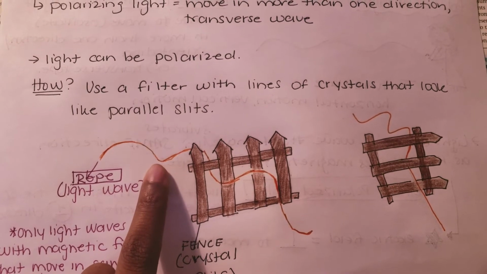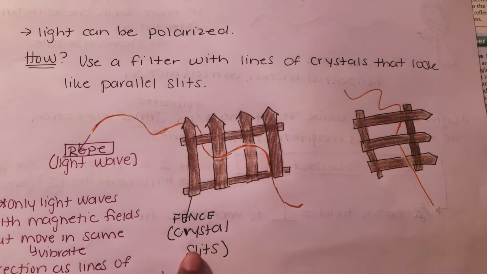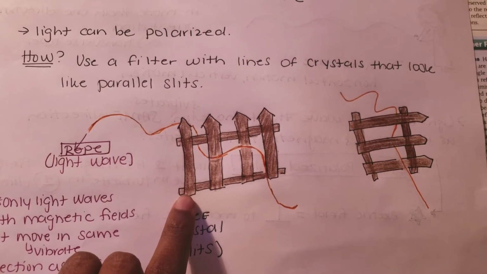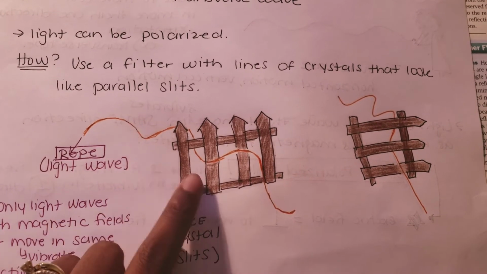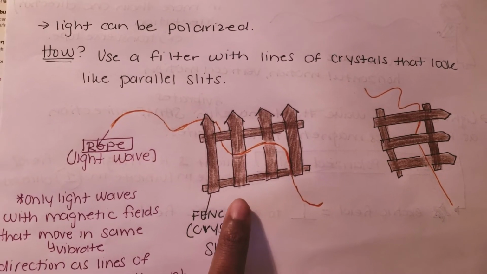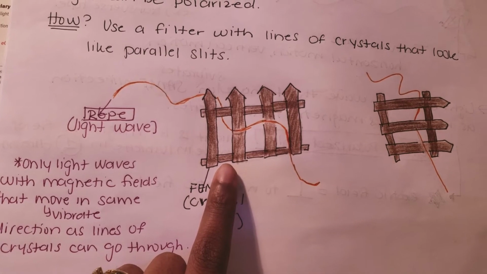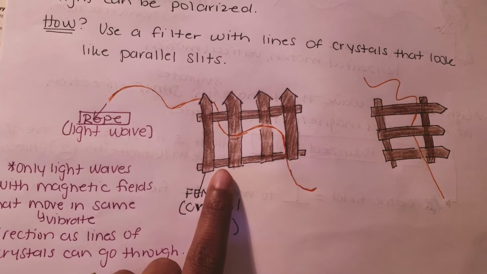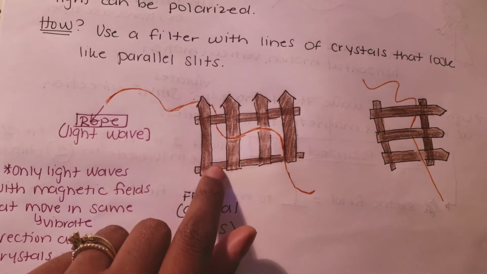So let's imagine that this rope is acting as a light wave, and this fence is acting as crystal slits. The fence is standing upright, so it's parallel. So when this light wave comes in and it's moving with the same vibration as the crystal slits are located, it's going to be able to move through those slits with no issue at all. All right, so the fence is standing upright.